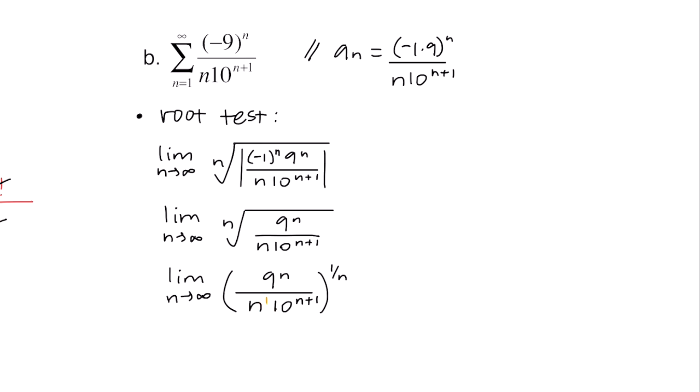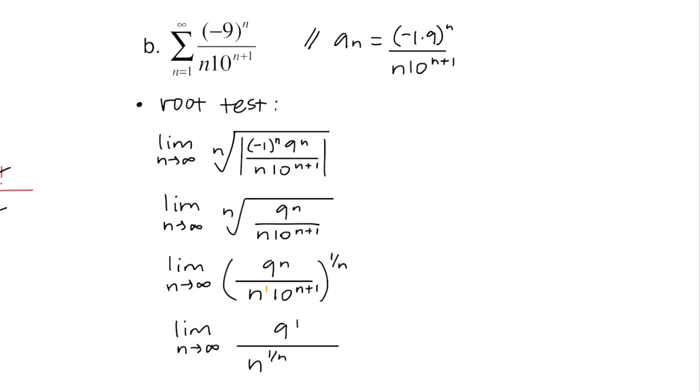And again, this is kind of like a big "shower the power" problem. We have powers to powers, so we multiply. So again, when you have 9 to the n and it's raised to the 1 over n, we multiply n times 1 over n, and that just makes 1. So we end up getting 9 to the 1. Next, when we shower the power down here, we have 1 times 1 over n, so that makes n to the 1 over n. And then on this 10, we have n plus 1, so we multiply the 1 over n to both terms. So we get 10 to the 1 plus 1 over n.